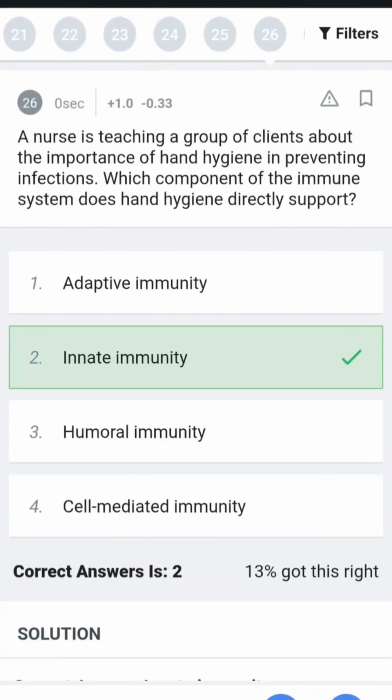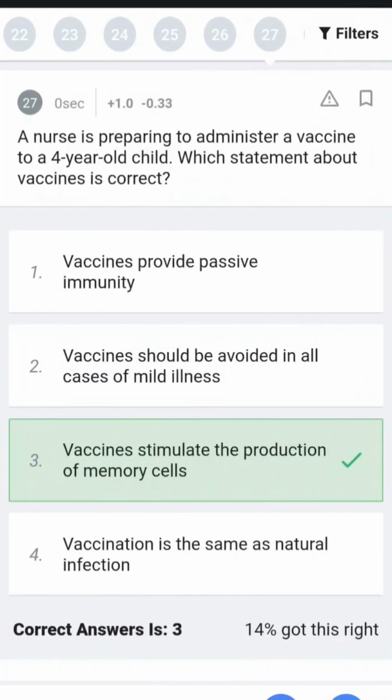Question number 26. A nurse is teaching a group of clients about the importance of hand hygiene in preventing infections. Which component of the immune system does hand hygiene directly support? Correct answer is second, innate immunity. Question 27. A nurse is preparing to administer a vaccine to a 4-year-old child. Which statement about vaccine is correct? Correct option third. Vaccine stimulates the production of memory cells.